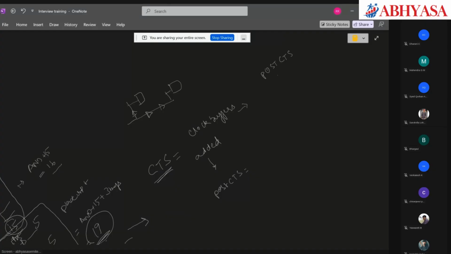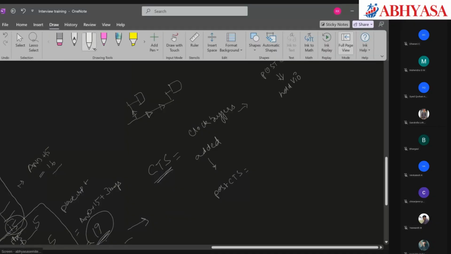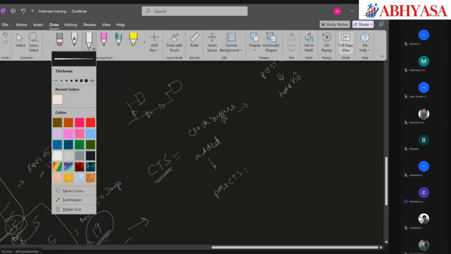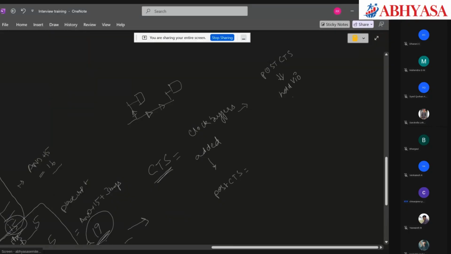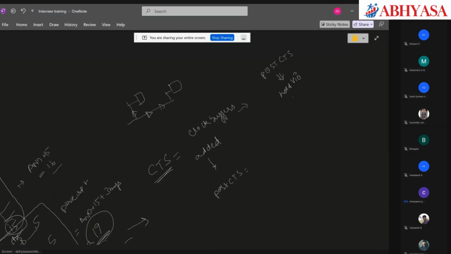At post CTS, I will have hold violations. Yes, sir, even at place stage, when we are checking for hold violations in the timing command, it's showing hold violations also, based on ideal clock. Those are considerable, or those we need not consider, right?